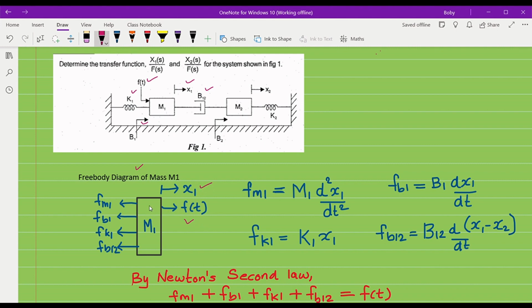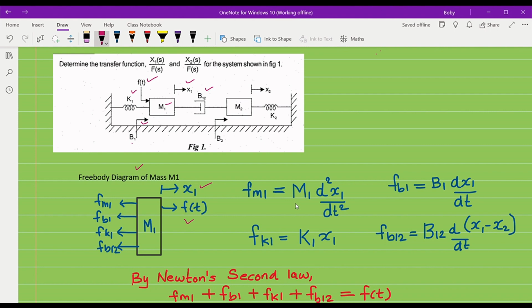What are the opposing forces here? We can see fm1 related to m1 is an opposing force, fb1 related to b1 is an opposing force, fk1 related to k1, and fb12 related to b12. So these are the four opposing forces here: fk1, fb1, fm1 and fb12.